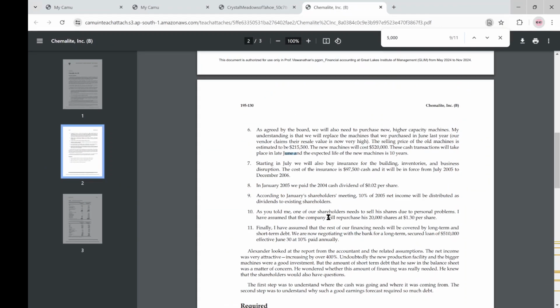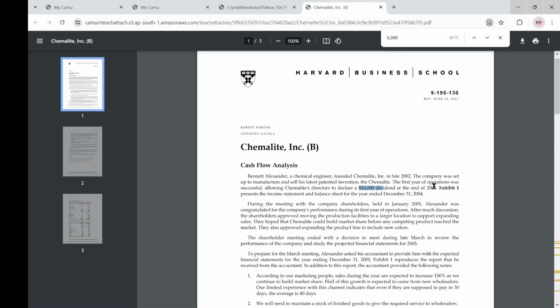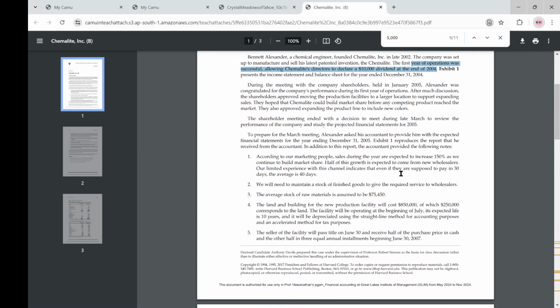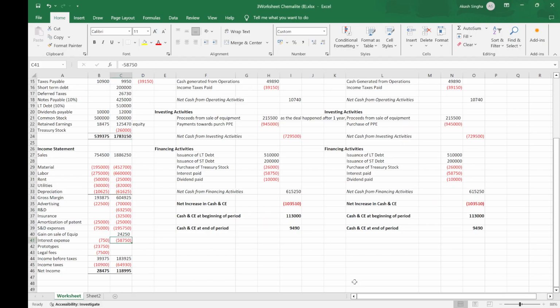In the case study, the 10,000 at the beginning is what we paid. Also, it is written in some other place. Yeah, in January 2005, we paid a dividend of 0.02 per share. So we have 5 lakh shares times 0.02. It's around 10,000, I guess. Yeah. So net is this.